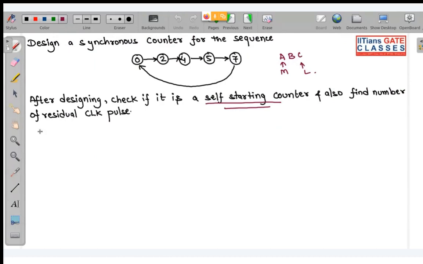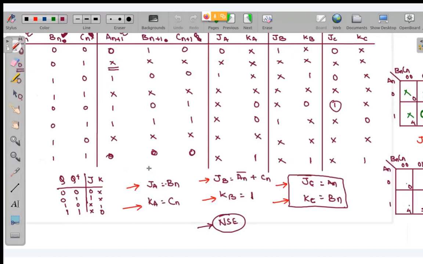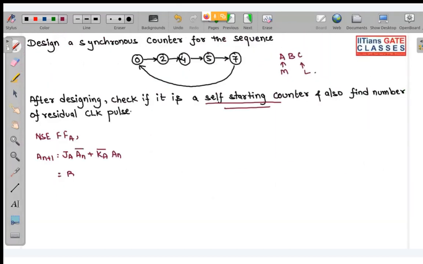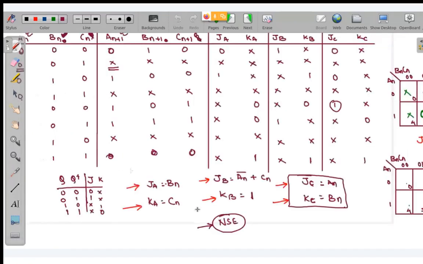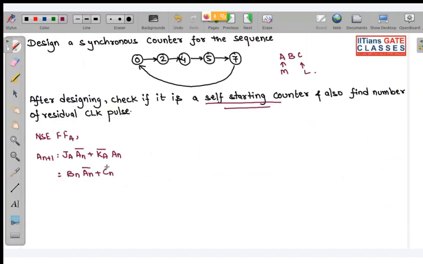For that, first let us write the next state equation of flip-flop A. The next state equation will be A(n+1) = JA An complement + KA complement An. We have already derived JA. JA was Bn, so Bn An complement, plus KA complement An. KA was what? It was Cn, so Cn complement An.